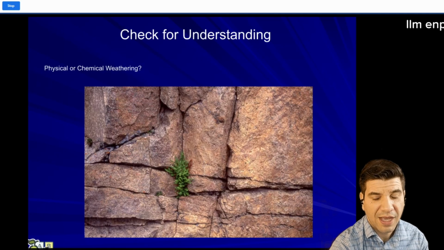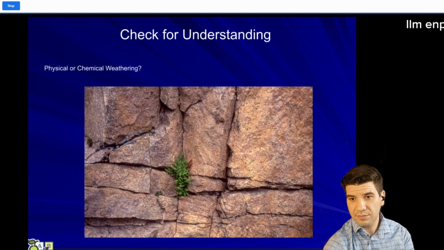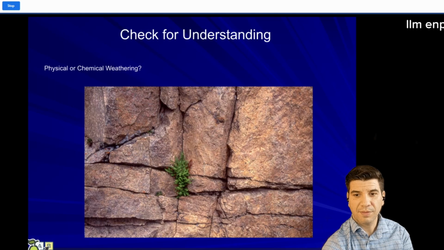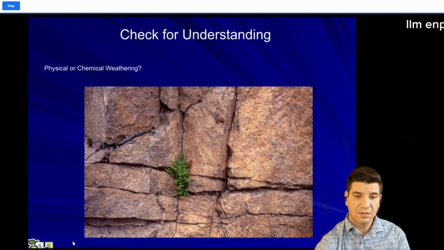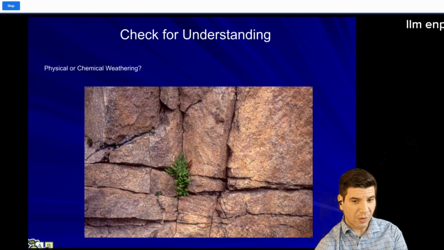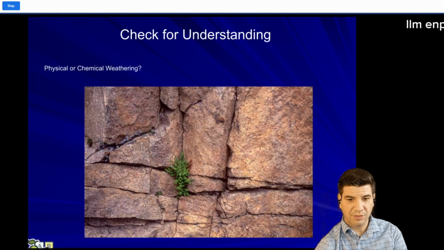What about this one? I see a plant sticking out of what appears to be a granite wall or some kind of igneous looking rock. Might be potassium feldspar. But either way, we got a plant growing in a crack. So what are we looking at? It's not frost action because there's no frost, there's no water. It's not oxidation because I don't see any rusting. It's got to be root wedging or root action. And this is physical. Very good.